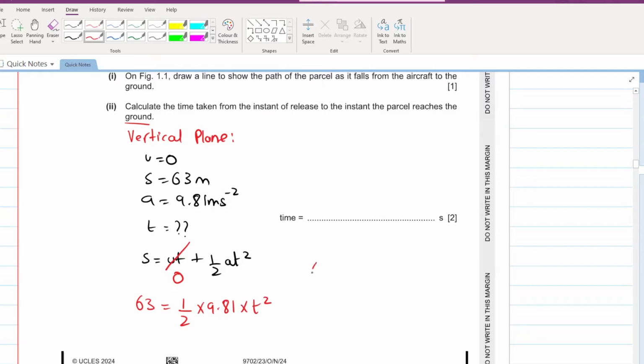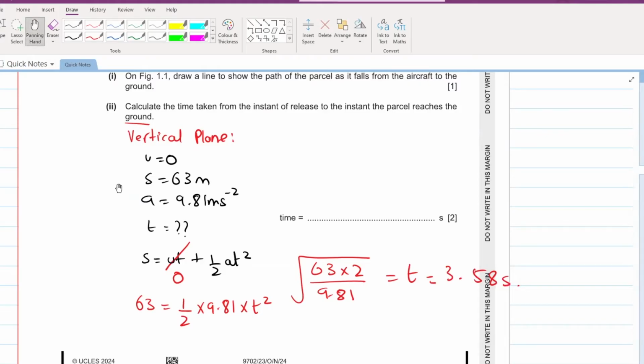Can you calculate time t? t equals the square root of 63 into 2 divided by 9.81. What does your time come out to be? Your time comes out to be 3.58 seconds to reach the ground. Simple as that. Let's move ahead, beta.